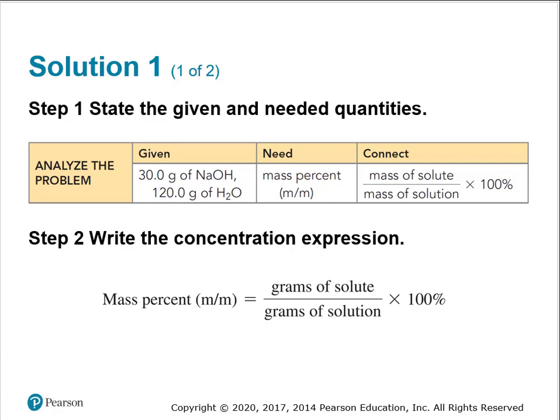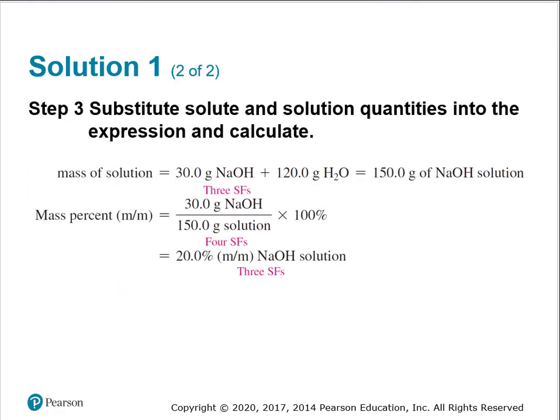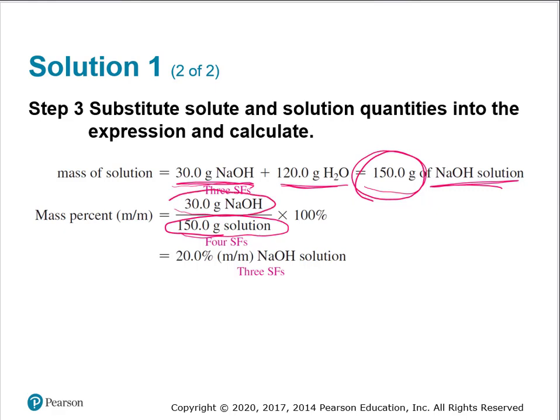Step 1, it said mass percent. So mass percent, we need to just refresh, mass, so we need to know grams of solute and grams of the whole solution. So we will take that 30 grams of NaOH and add the 120 grams of water to get 150 grams of the sodium hydroxide solution. That would be my denominator. And the mass of the solute, the 30 grams, divided by the 150 gram solution, and times that by 100, we would get 20.0% NaOH solution, and we started with 3 sig figs. We're going to end with 3 sig figs.